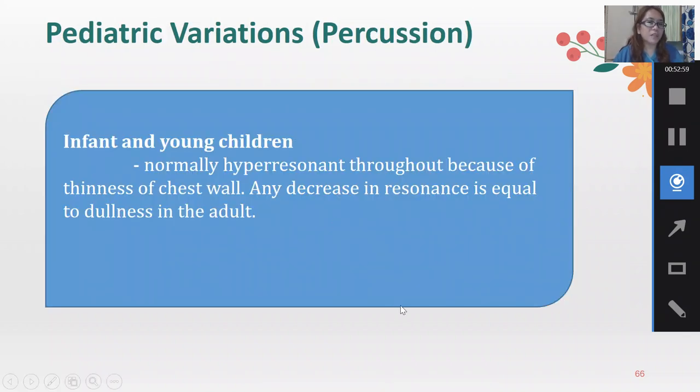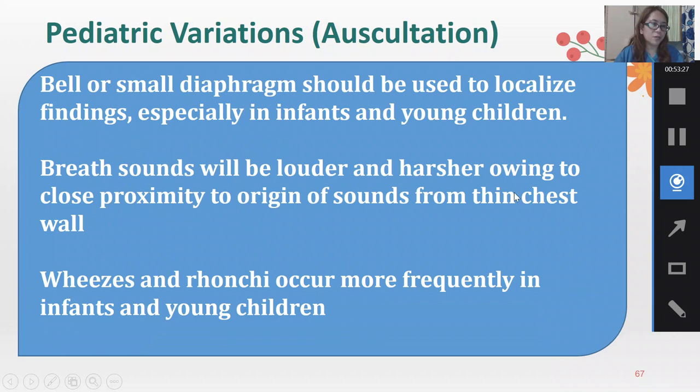Okay, another pediatric variation in percussion. So, infants and young children, normally, hyper-resonant sila throughout because of the thinness of the chest wall. So, masyadong manipis pa. That's why hyper-resonant sila. Yung sound that you can hear, or I'm sorry, the tone. Any decrease in resonance is equal to dullness in the adult. So, sa adult dullness na yon.